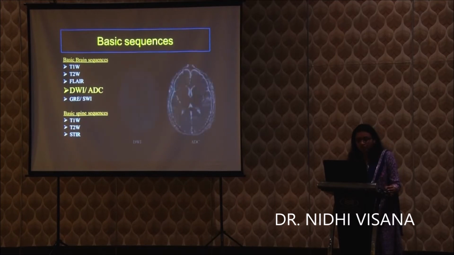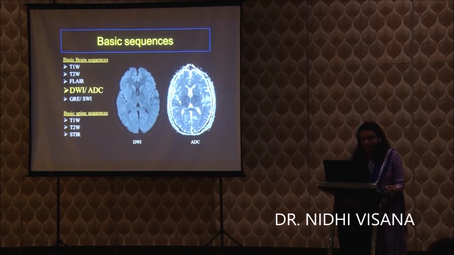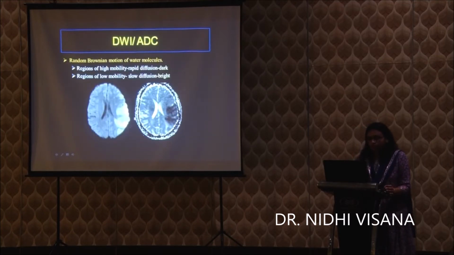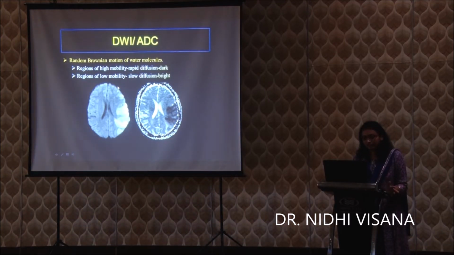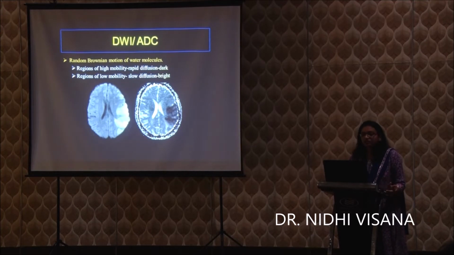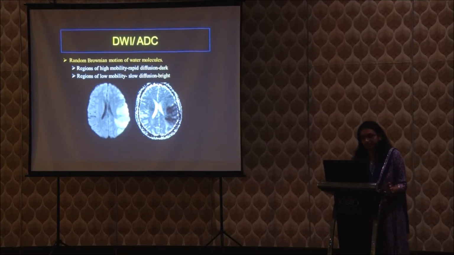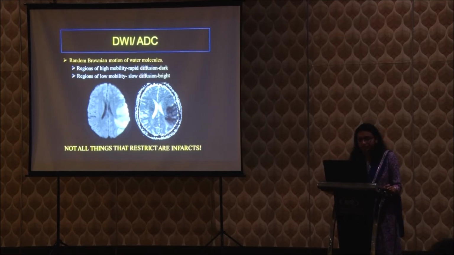So the next basic sequence is DWI and ADC, diffusion weighted imaging and apparent diffusion coefficient. It is based on the principle of Brownian motion of water molecules. Anything that has high mobility will appear dark, and anything that has low mobility will appear bright. This is a case of acute infarct, where the infarct has restricted the water molecule movement, so that is appearing bright, and the corresponding ADC values are calculated from it, and the image on the ADC for infarct would be dark. However, not all things that restrict are infarcts.